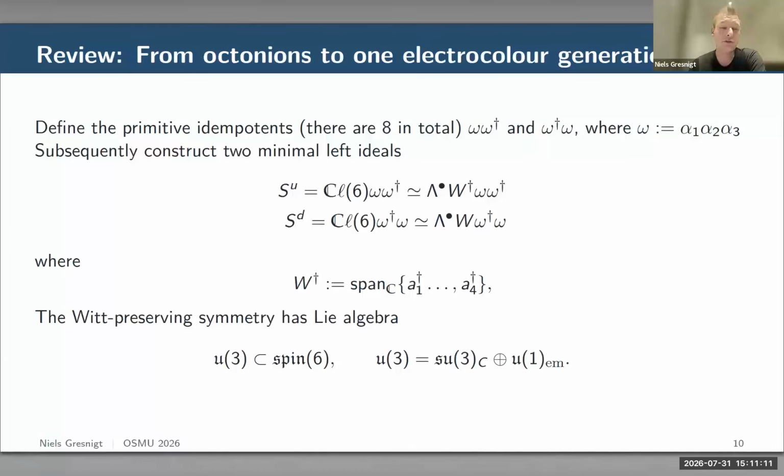Now, if you look at the unitary symmetry that preserves those ideals or the underlying Witt basis, then that gives you a U3 subalgebra of spin 6. So spin 6 is the algebra generated by all the bivectors of the Clifford algebra CL6. But only a U3 subgroup of that actually preserves the underlying Witt basis or the maximally isotropic subspaces W and W dagger.